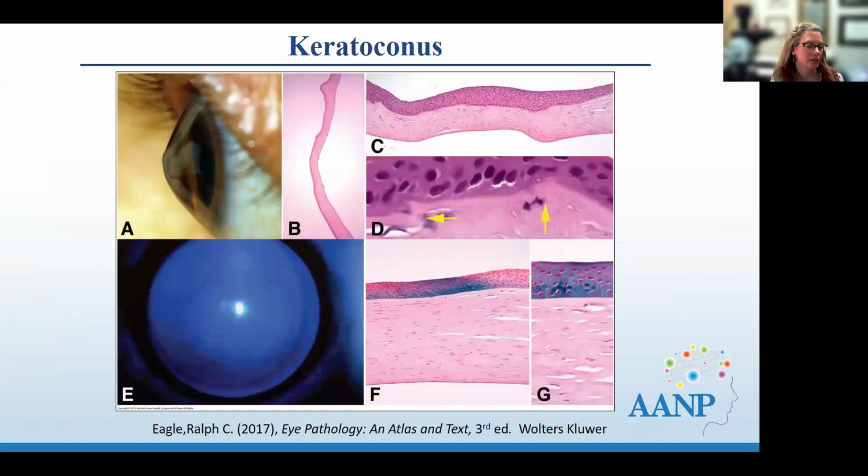And here's that Fleischer ring that you can see here on the bottom in E. So there's Munson sign in A, there's a low power view in B, and then C is the central part of the cornea with the stromal thinning, and below are the Bowman's layer breaks. And then here is the iron stain at that peripheral edge that shows you that Fleischer ring. Okay.